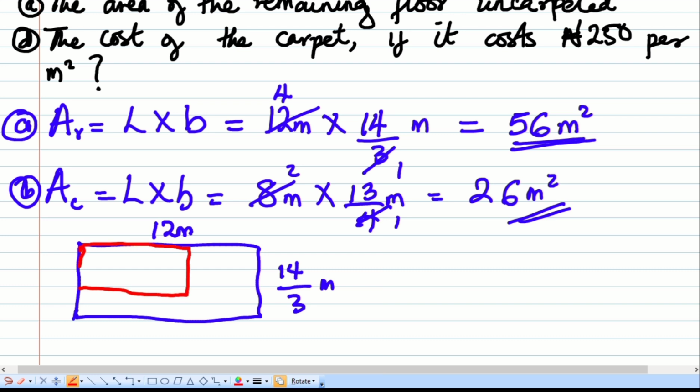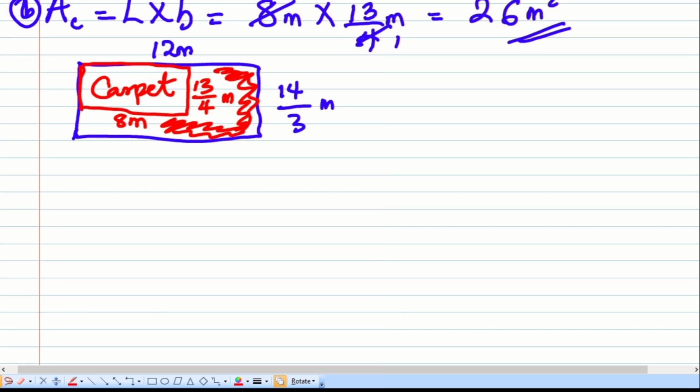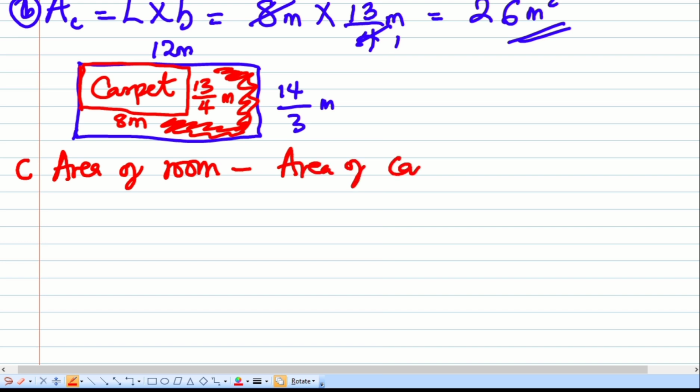Alright, so the carpet is 8 meter long by 13/4 meter wide. So the remaining part that is uncarpeted, how to get it is just by subtracting the area of the carpet from the area of the room. So you get the area of the part that is not covered by the carpet. So the answer for that part, C, is going to be area of room minus the area of the carpet.